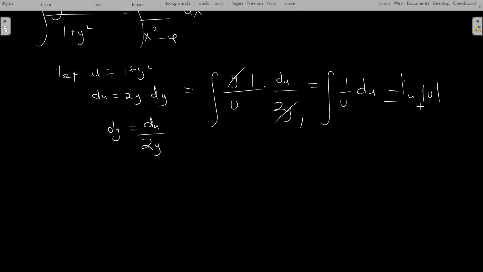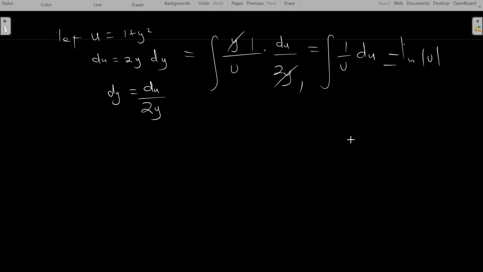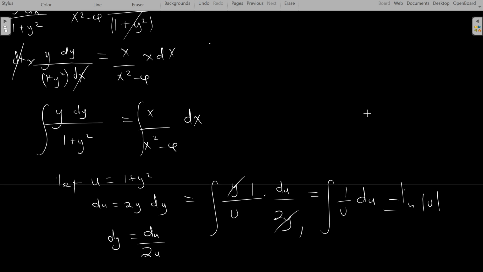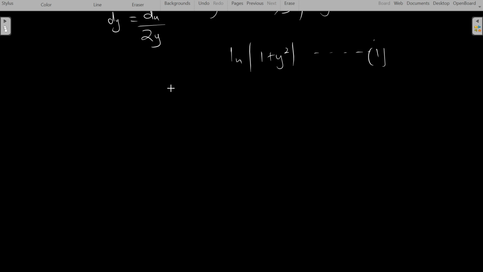For this case, we are not including the constant of integration. We'll include it on the right hand side. So it's the ln of the absolute value of 1 plus y squared. Having this in mind, let's say this is our equation 1. Now let's integrate the other part, the integral of x divided by x squared minus 4 dx.